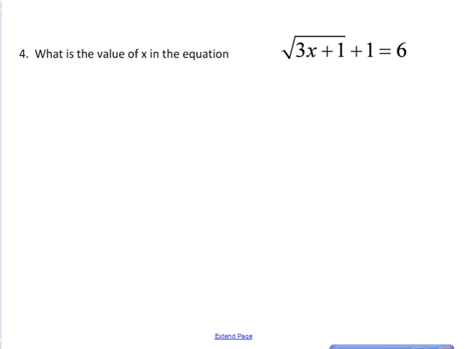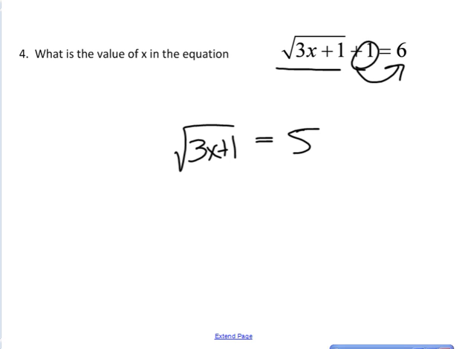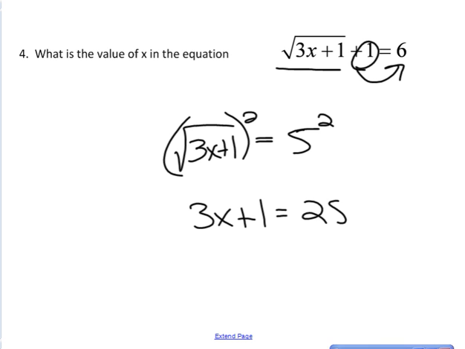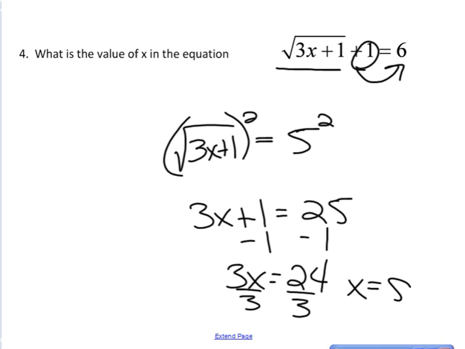Again, some review. When you're solving with a square root, you got to get the square root by itself, so the 1 has to go on the other side. Square root of 3x plus 1 is equal to 5. Square both sides to get rid of the square root. Opposite of square root is square. 3x plus 1 is equal to 25, and you should be able to solve it from here. Divide by 3, x equals 8.